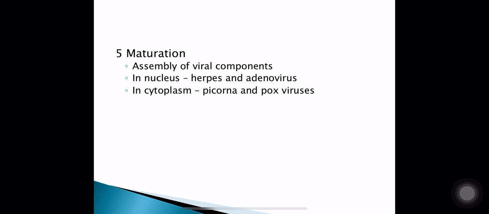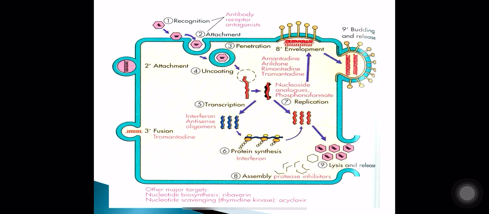Then comes the step of maturation. In maturation, the different viral components that were synthesized in the host cell start assembling, and assembly of these components will give rise to a virus particle. The assembly takes place in the nucleus in some viruses and in the cytoplasm in others. Examples of assembly in the nucleus include herpes virus and adenovirus. Examples of assembly in the cytoplasm include picornavirus and pox viruses.